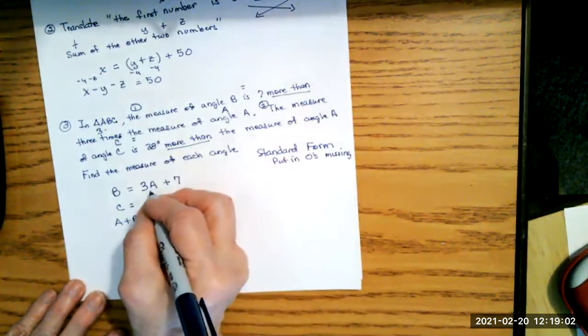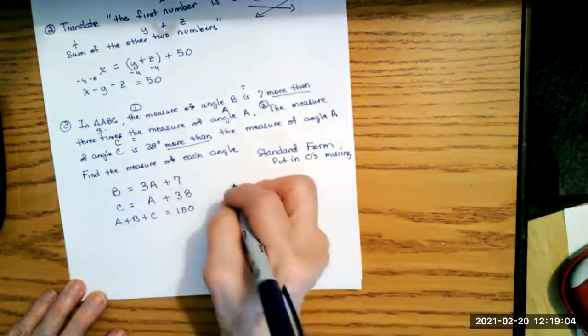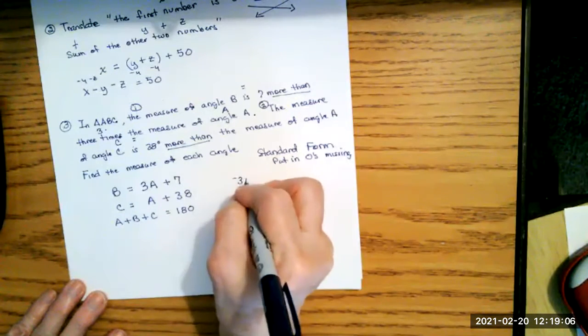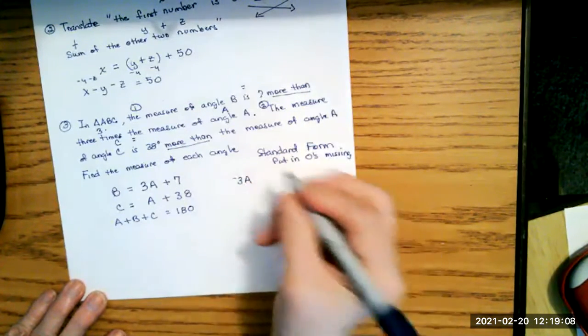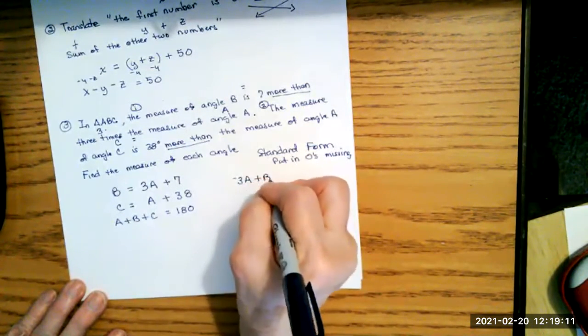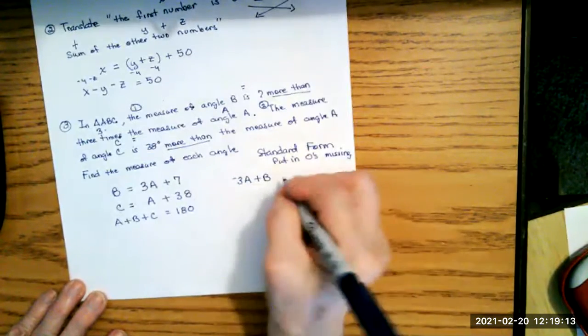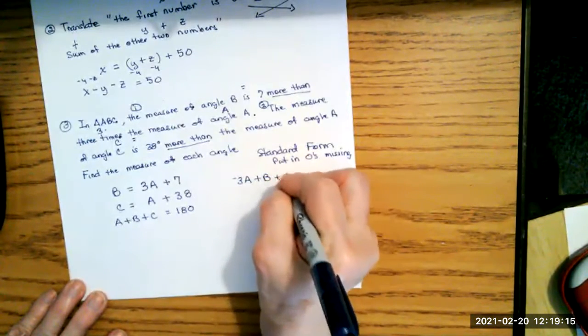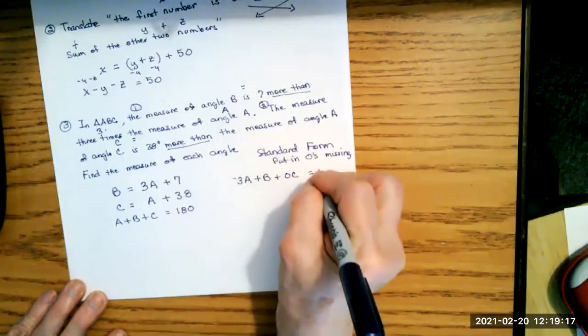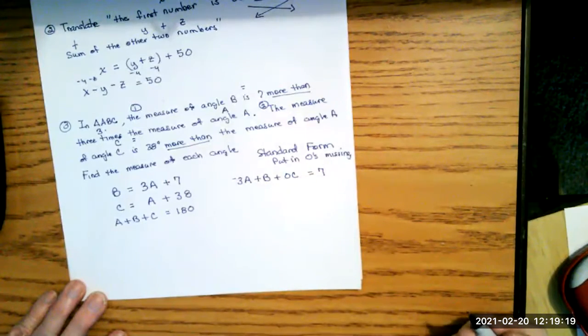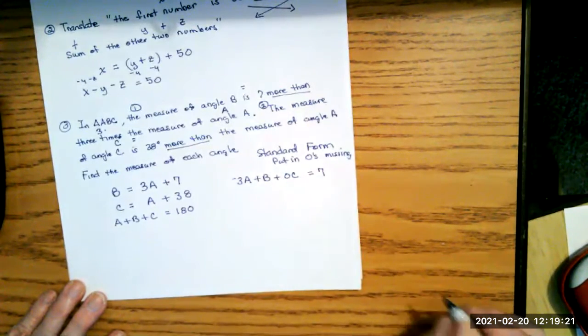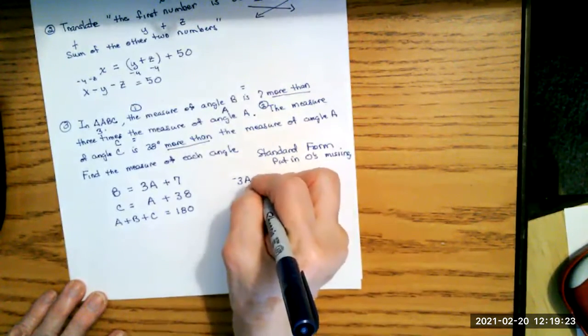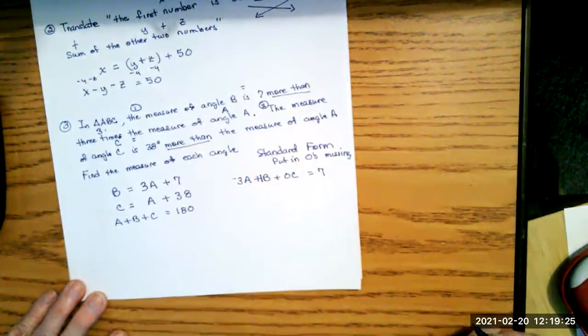We'd have to bring the 3a over to the left. So we'd have negative 3a plus b, and there is no c. So I'll have 0c equals 7. See how I did that? I put a 0c in there. Now b needs a 1 in front of it, so I'll have a coefficient.